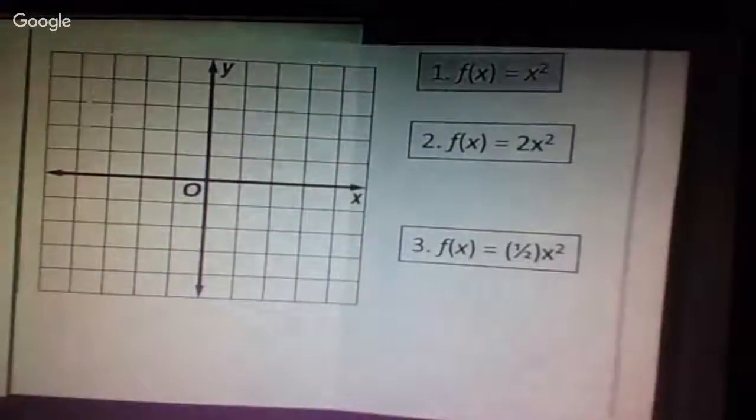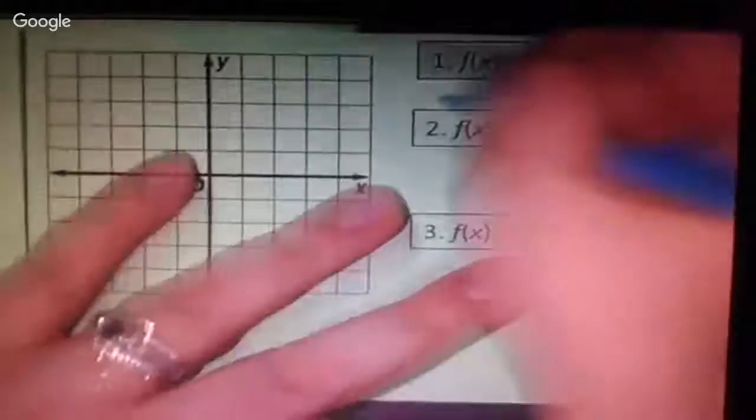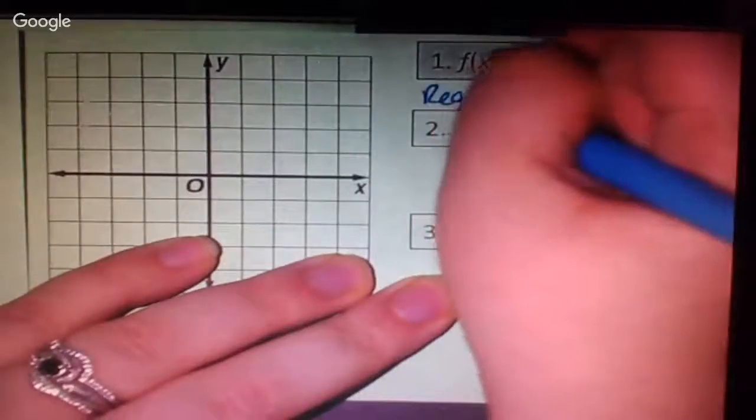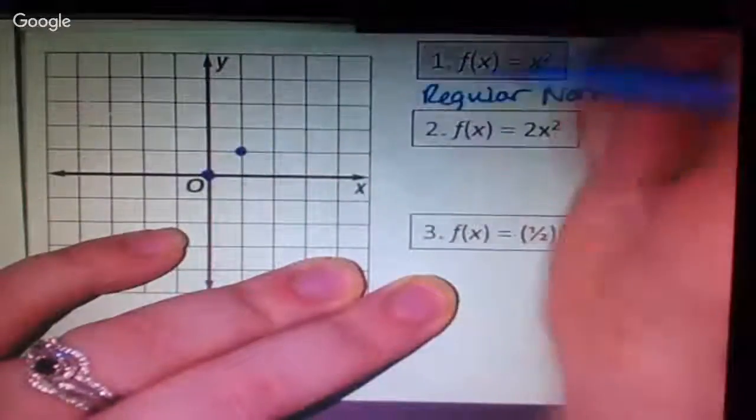Let's take a look at this. This first graph is regular norm. So again, point at the vertex. It goes to the right by 1. And because this is a reflection, it also goes to the left and up by 1.